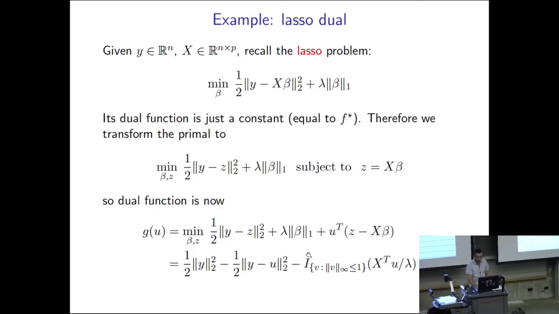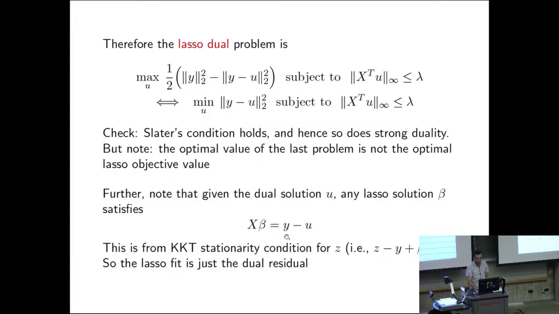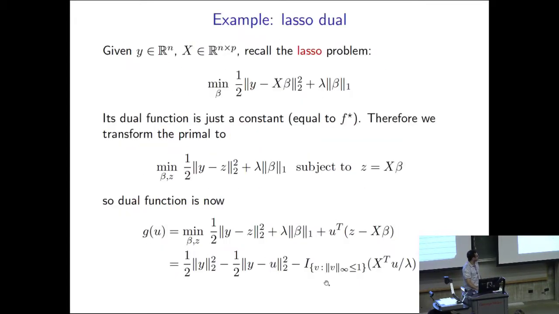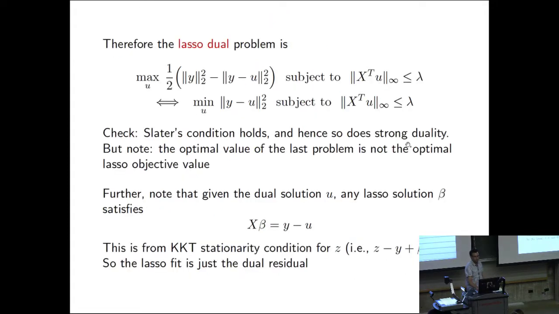Okay, so this is the dual function, and the dual problem now is to maximize this dual function. But as per a theme that we've seen a lot so far with linear programs and quadratic programs, the dual function actually has an implicit constraint. It has an indicator function in it, so that gives rise to an implicit constraint in the dual problem. So this thing we can think about as a constraint in our dual problem, that the L infinity norm of x transpose u over lambda has to be less than or equal to 1.